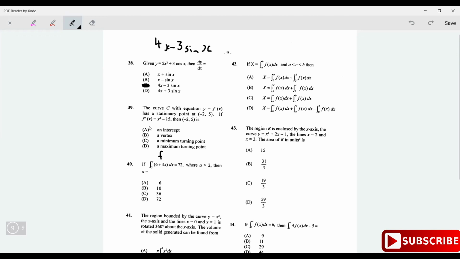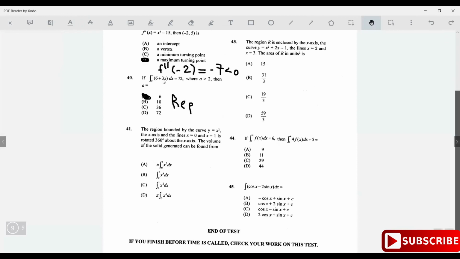Wait, this is a maximum turning point. This is a repeat from 2015. Or even if you didn't remember that, you find f double prime of minus 2. F double prime of minus 2 is minus 2 to the 4, which is 8. 8 minus 15 is negative 7. Negative 7 is less than 0, so it's a maximum turning point. Question 40, repeat, option A. This is an easy, repeat question.